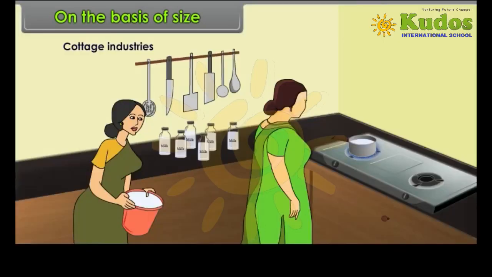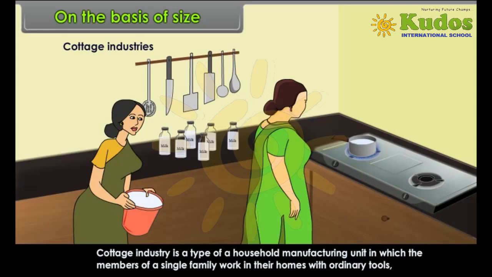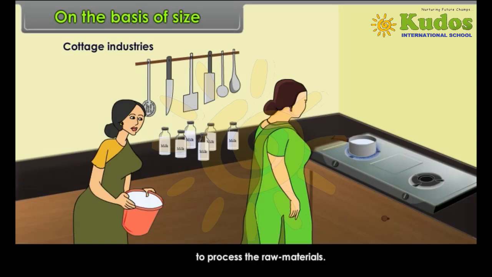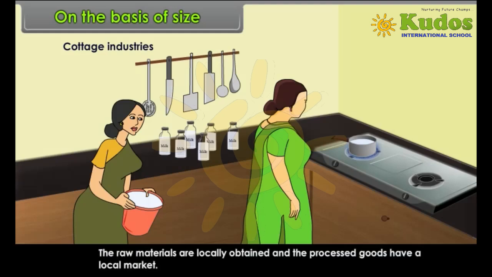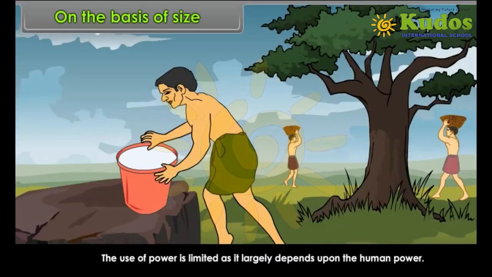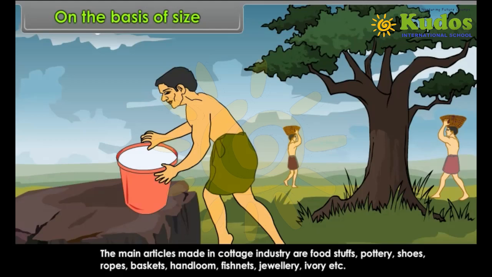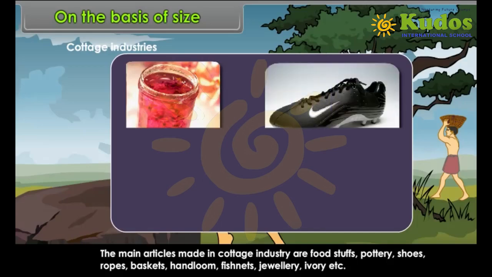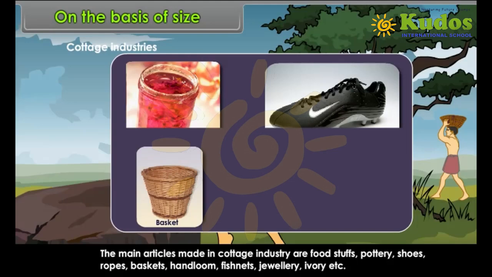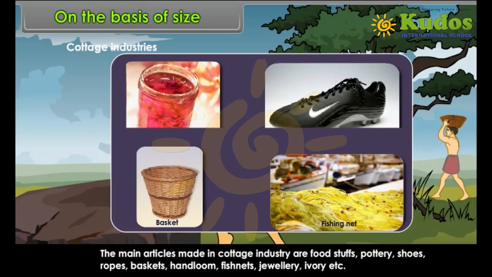Cottage industries. Cottage industry is a type of household manufacturing unit in which the members of a single family work in their homes with ordinary tools to process the raw materials. The raw materials are locally obtained and the processed goods have a local market. The use of power is limited as it largely depends upon human power. Only a little amount of money is needed to set up a cottage industry. The main articles made in cottage industry are foodstuffs, pottery, shoes, ropes, baskets, handloom, fishnets, jewelry, ivory, etc.